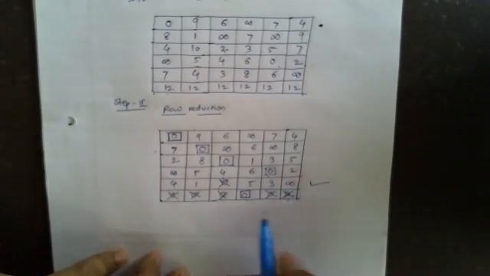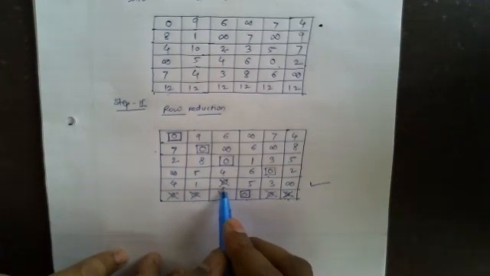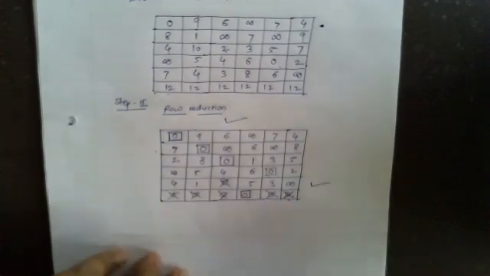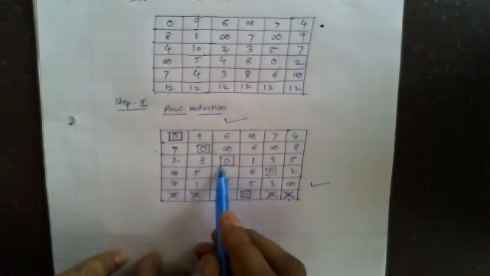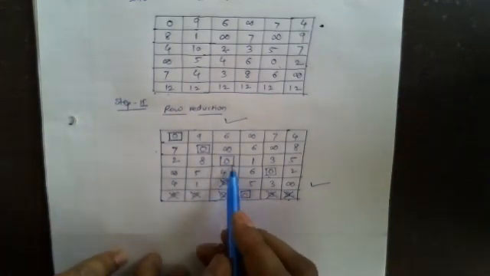Now we'll check at which particular location there is no allocation. So at this particular location there is no allocation. So what will I do? I will mark that column. After that, in that column, where is the allocation? At this location, the allocation we did.